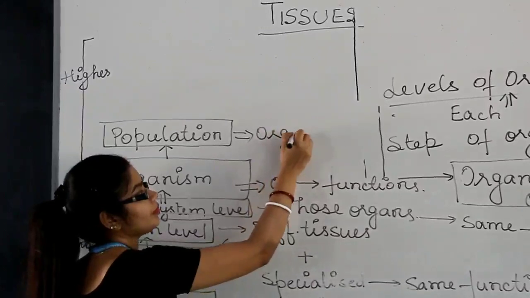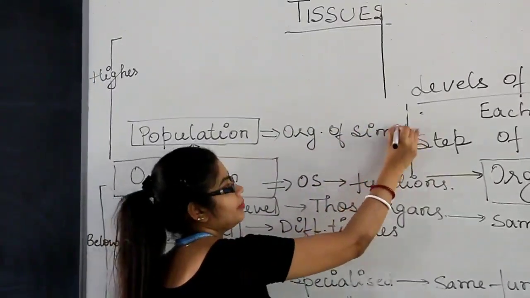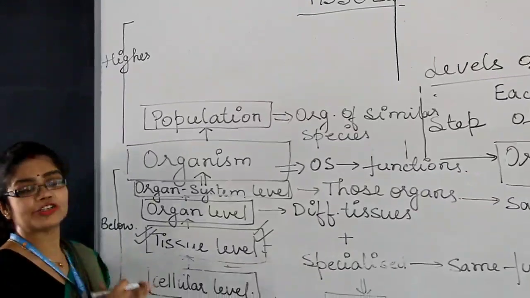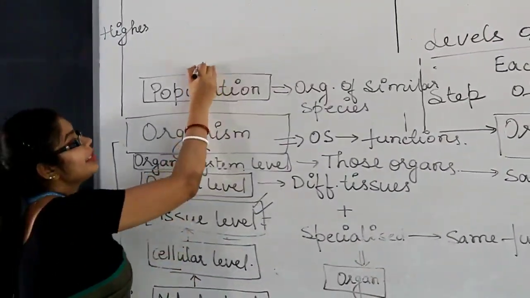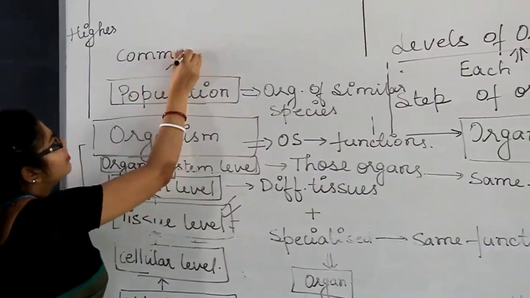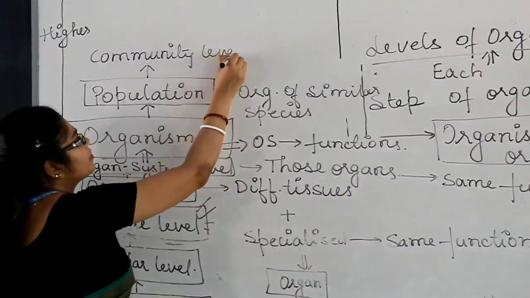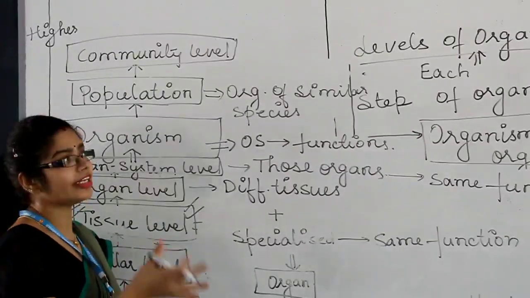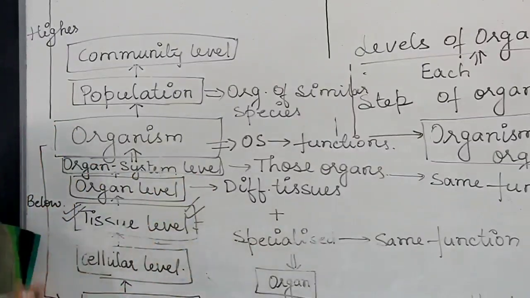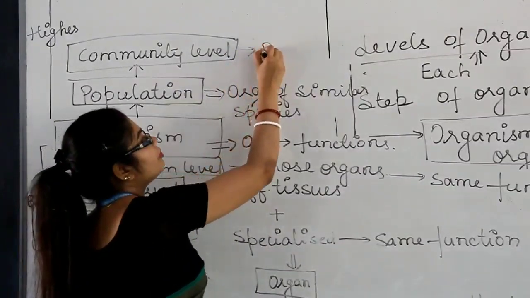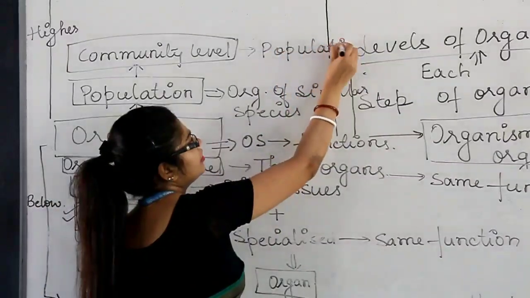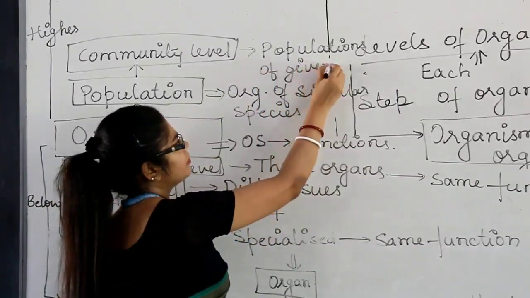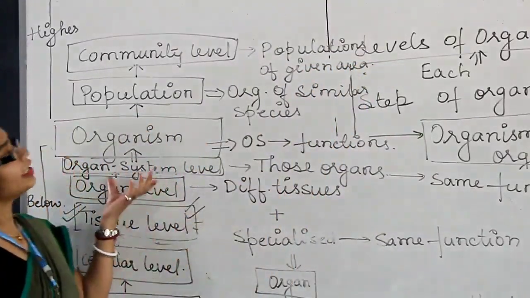So organisms of similar species, when they aggregate together, are called the population level of organization. Next level we have is the community level. Here we include many populations when they aggregate in a given area, so they constitute the community level of the organization. So when populations aggregate, they form the community level.